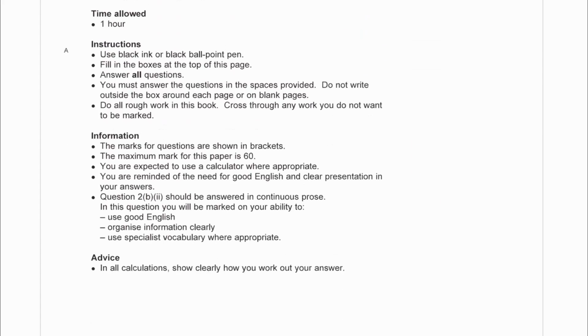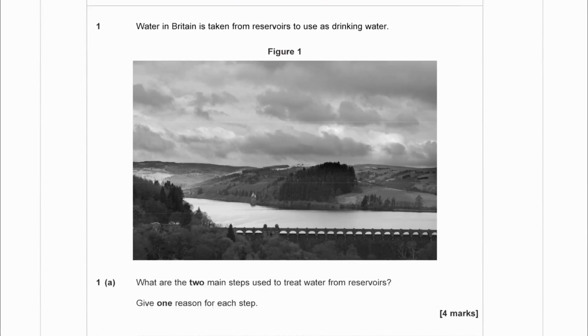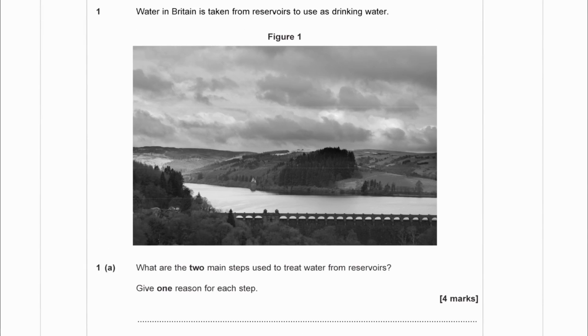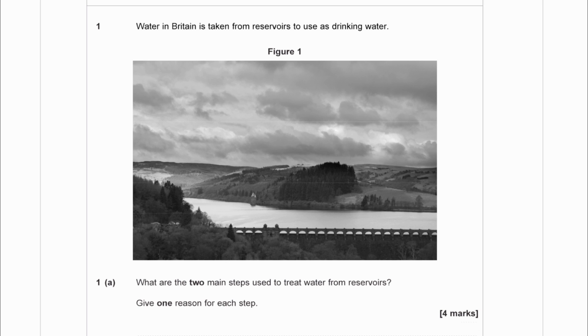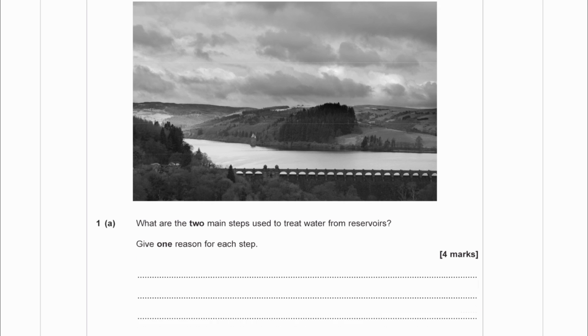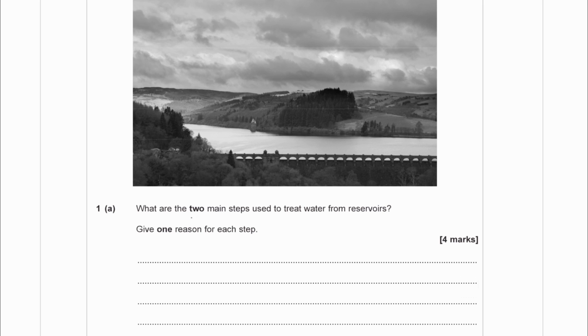Alright, so let's have a look straight away at question 1. It says that water in Britain is taken from reservoirs to use as drinking water. And in 1A, it says, what are the two main steps used to treat water from reservoirs? And give one reason for each step. So we need two steps and two reasons, which is going to give us 4 marks in total. Now, if you're not familiar with this topic, please do have a look at my videos on water treatment.